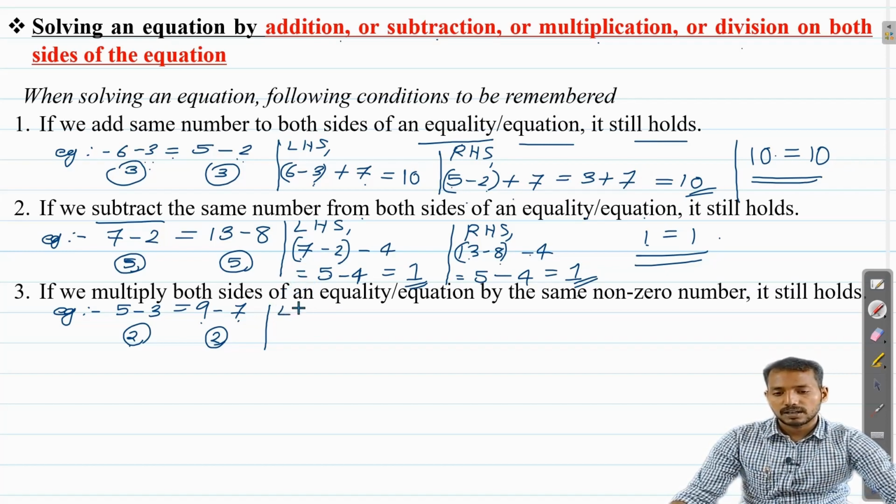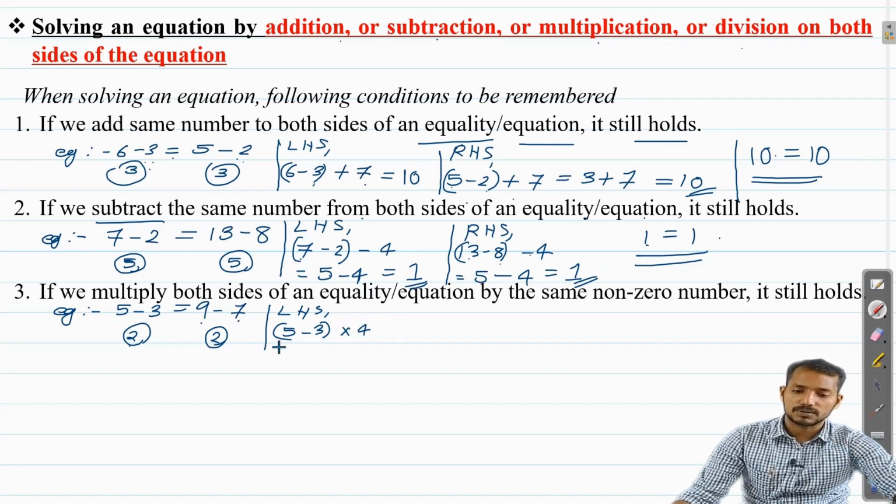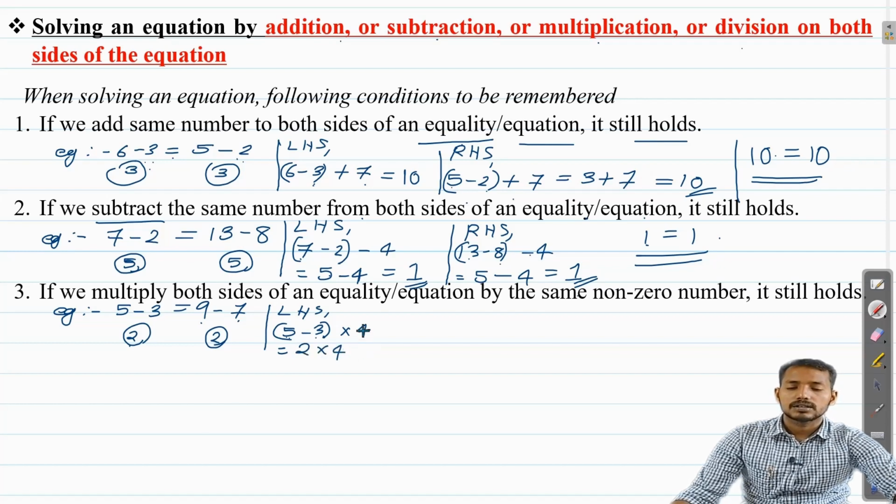Let's see here. The left hand side is 5 minus 3, and I am going to multiply this by 4. So what will I get? First do the operation given inside the bracket. 5 minus 3 is 2. 2 into 4, which is equal to 8. The LHS we got is 8.